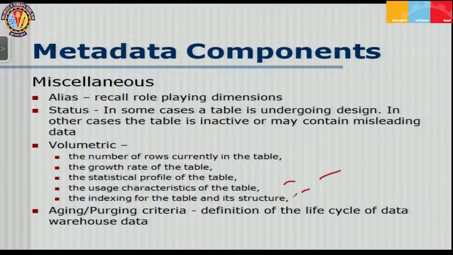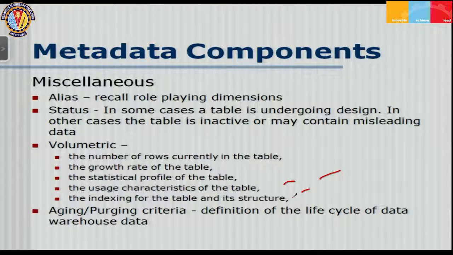Then we have volumetric information. So the number of rows currently in the table, the growth rate of the table, the statistical profile of the table, like how often it has been used, and other usage characteristics of the data, the indexing that is available, and its structure. All this information is kept under the volumetric head.